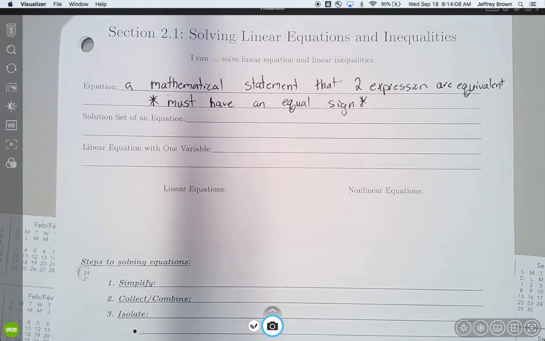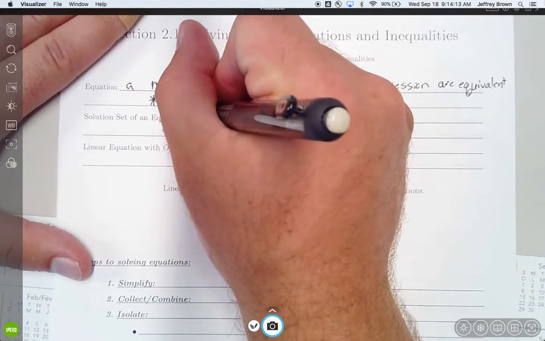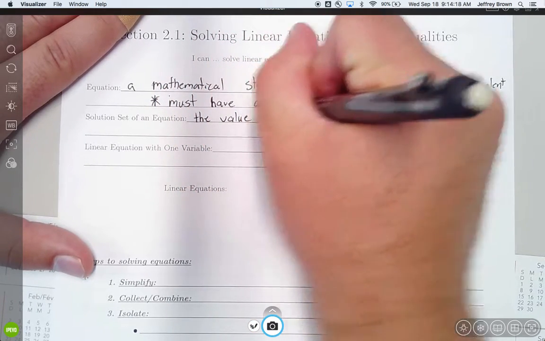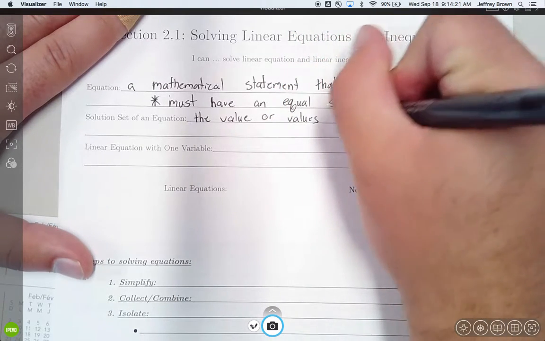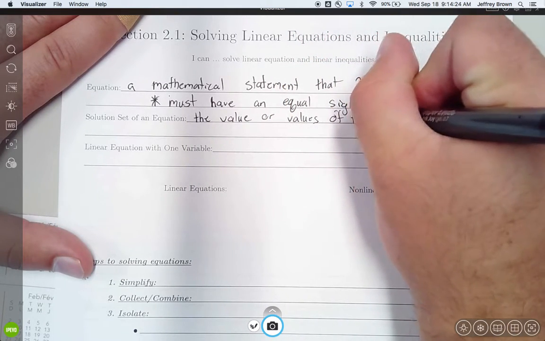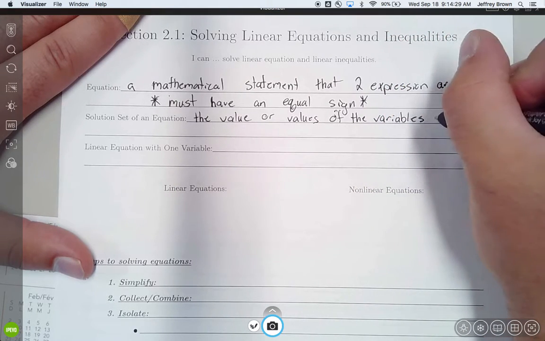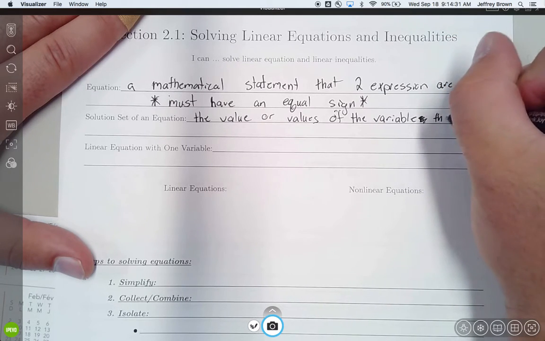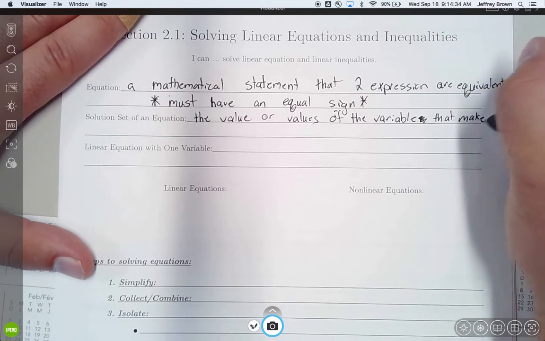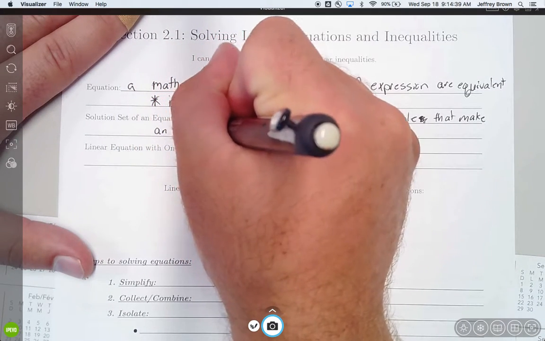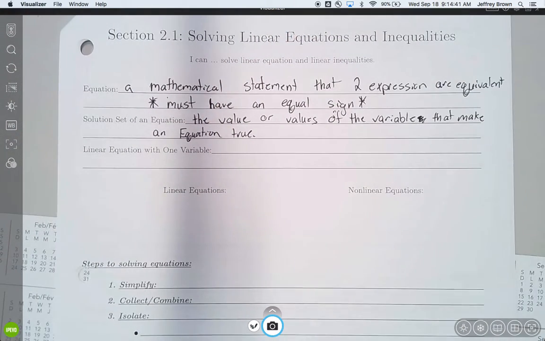As far as the solutions to an equation, the solutions are the value or values of the variable that make the equation actually true. So they're the numbers that I can plug in that give me correct statements for that equation. So it could be just a single value, or it could be multiple values of the variable. Or if I have more than one variable, they're the combinations of variables that make an equation true. So things that you plug in and make both sides of the equation equal to each other.